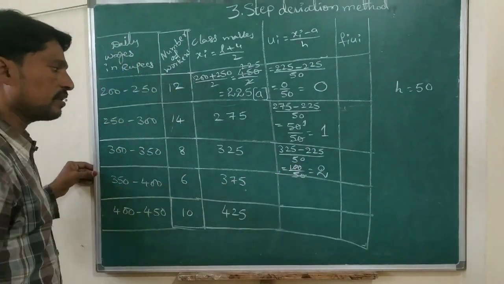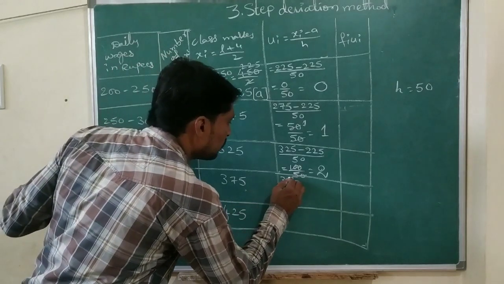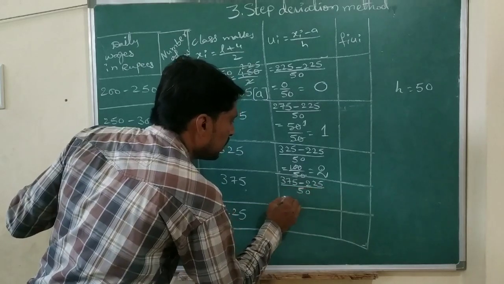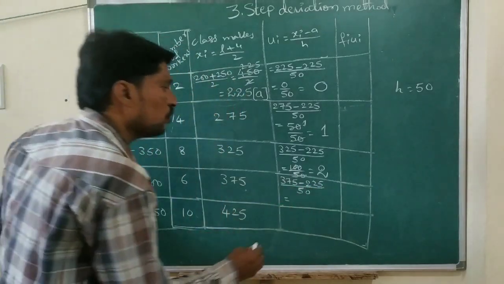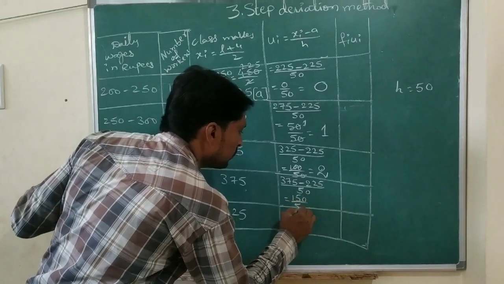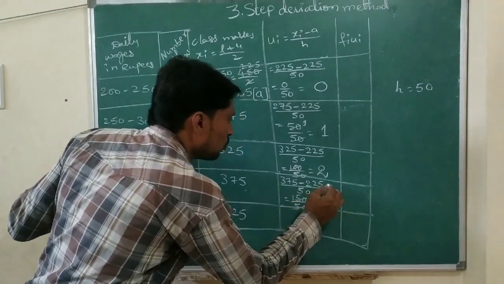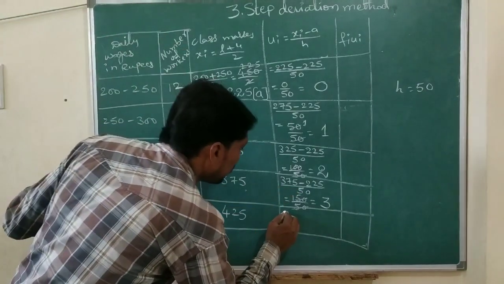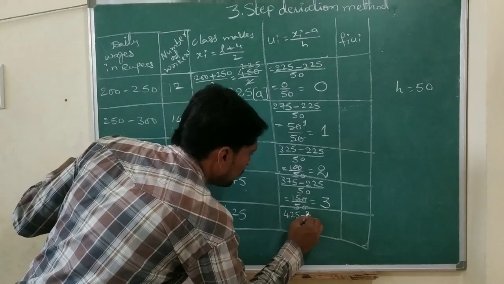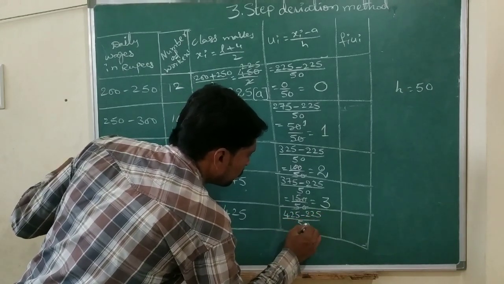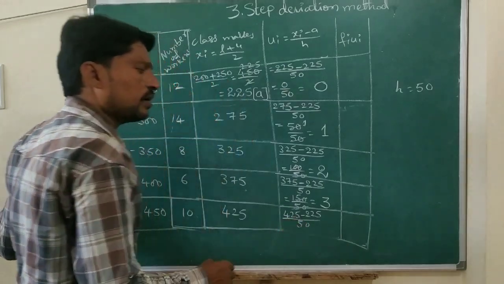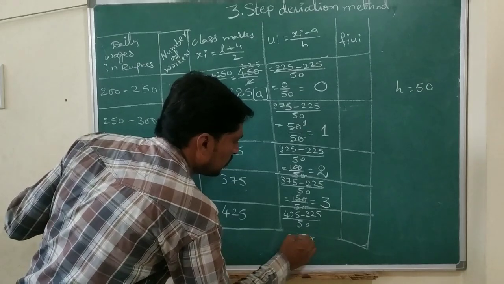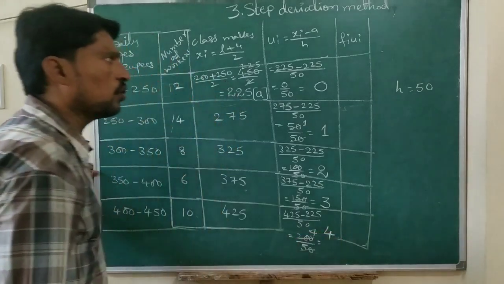Next, the class interval 350 to 400. The class mark is 375 minus the a value, 225, by 50. 375 minus 225 is 150 by 50, so ui equals 3. Next, the last class interval: xi equals 425 minus a equals 225 by 50. 425 minus 225 equals 200 by 50. That value we got is 4.